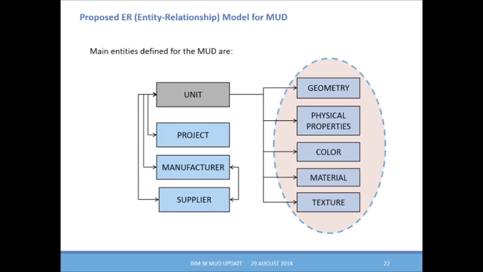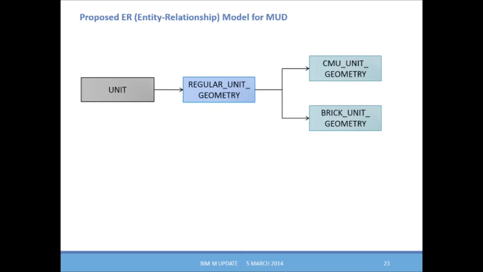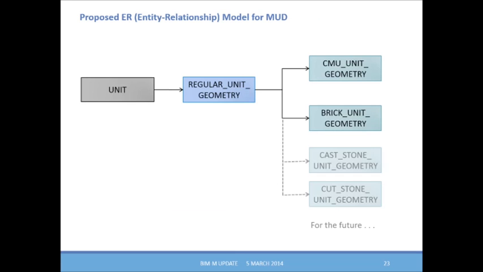If we go into detail on the other information that we need aside from that basic data for the unit, we can start with the geometry of the unit. We can define a set of data that we call the regular unit geometry, which is the length, height, and width of the unit. We can also break that down into the CMU unit geometry, brick unit geometry, and in the future we will add the cast stone unit geometry and cut stone unit geometry.